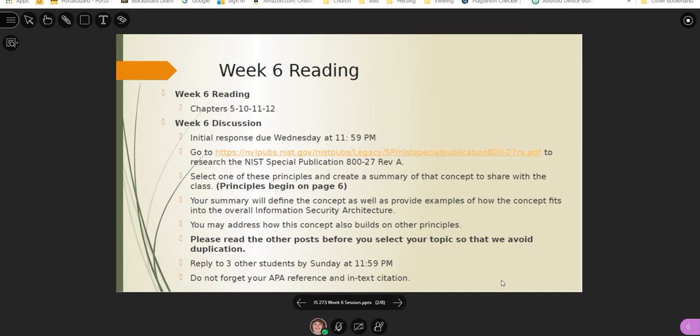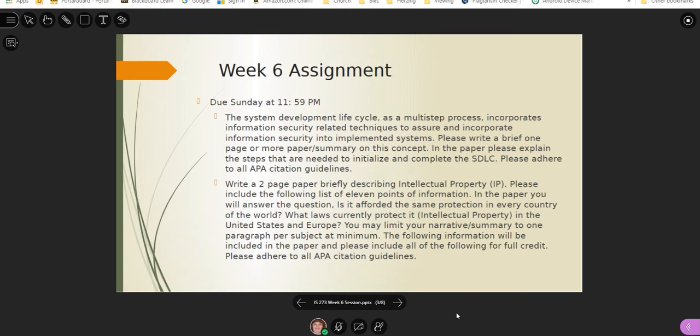Please read each other's posts before you select the topic so we can avoid duplication. Reply to 3 other students by Sunday, and do not forget your APA references and in-text citation. The week 6 assignment is due on Sunday at 11:59 p.m.